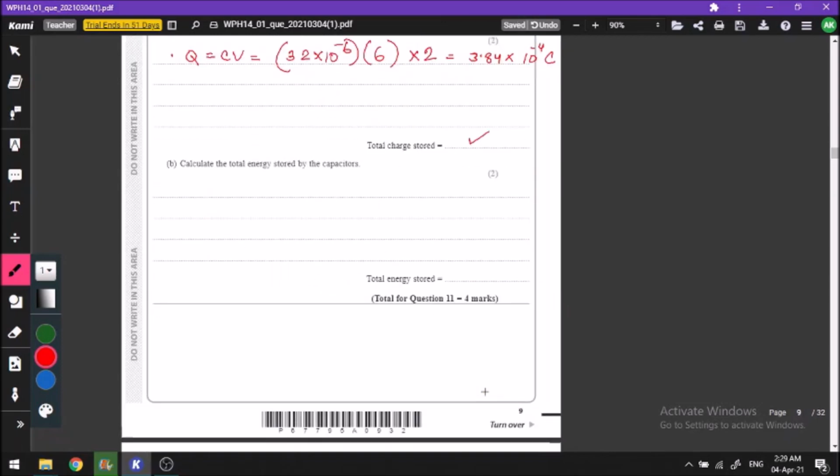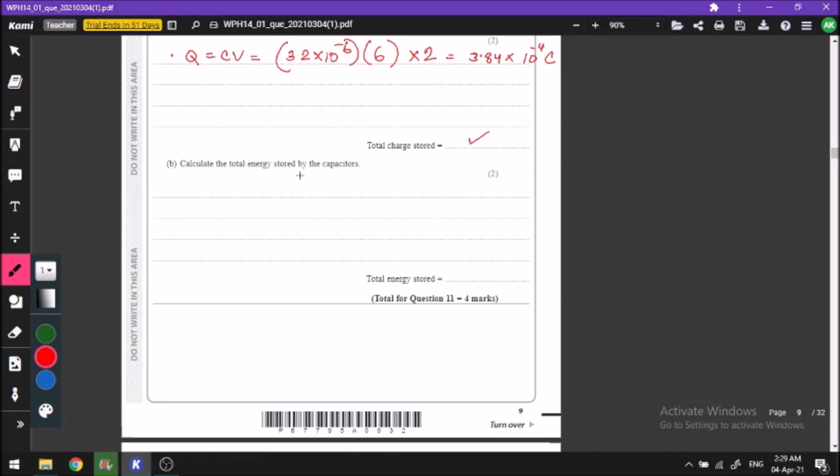Next, question number B. Question number B asks us how much energy will be stored by the two capacitors. You can solve this question using any of the three formulae. The formulae are half CV square, half QV, or half Q square by C. I'm not writing all the formulae, just telling you. I'll solve using the formula half CV square. Since I know the capacitance and I know the voltage, I can just use half CV square.